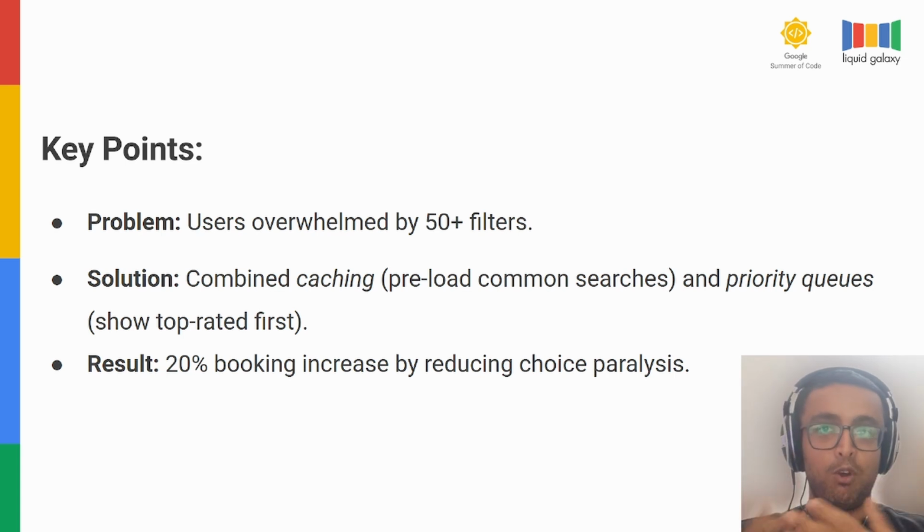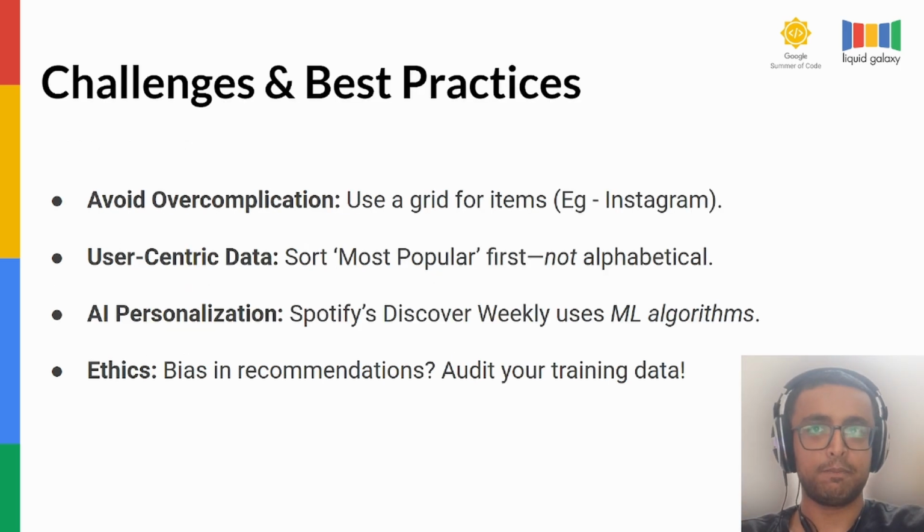So what did they do? They combined caching, like preloading common searches because people are already searching, and priority queues that we have talked about earlier. And you can also see the result: a 20% increase in booking. So yeah, this was Airbnb's case study.